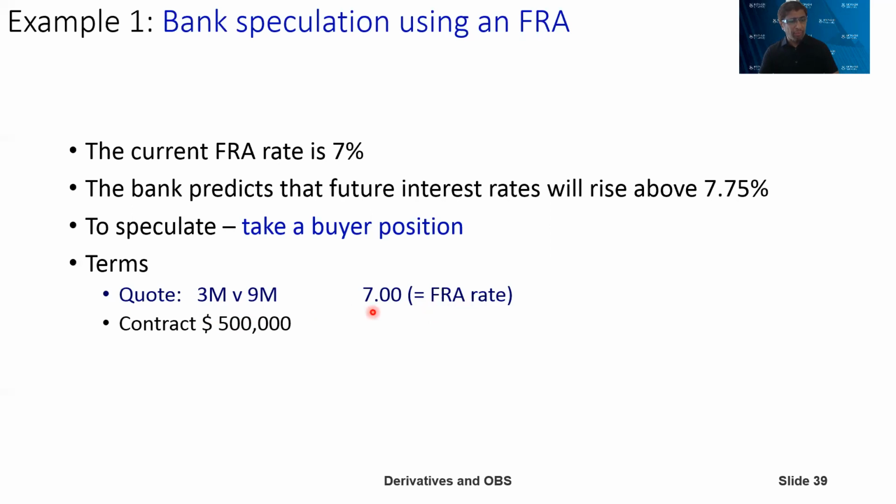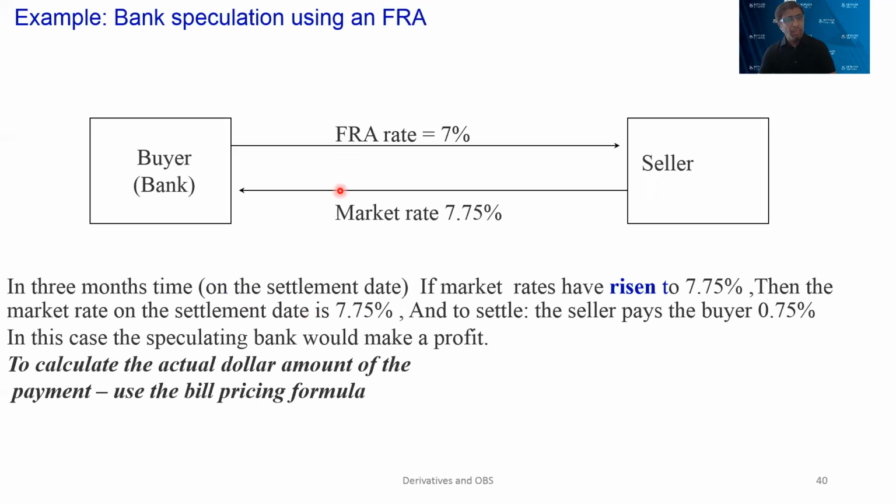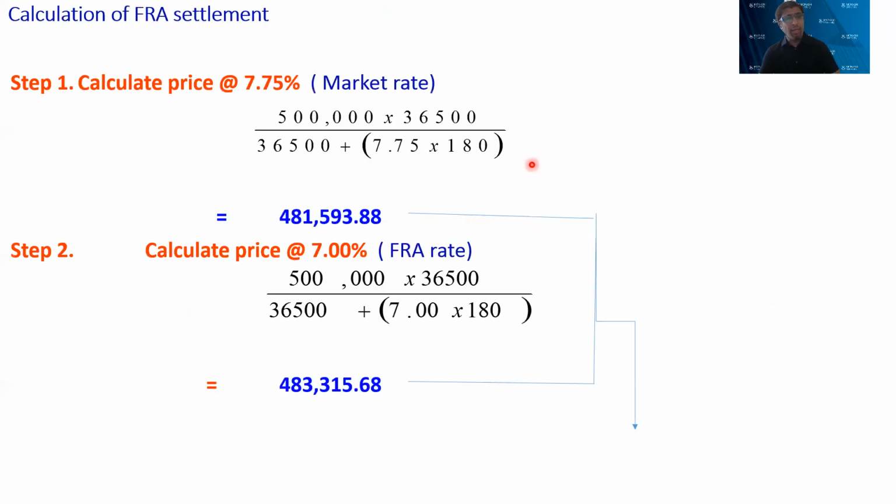So the FRA is 7%, and the contract is 500,000. Assuming that after 3 months, the settlement will happen when there is a change in the interest rate. So you have a buyer and a seller. As you can see, the FRA is 7%, and the rate is 7.75%. It increases, which means when this contract matures after 90 days, 180 days, it's 7.75. As you can see, there must be a settlement. And because there is a rise, the seller will compensate the buyer.